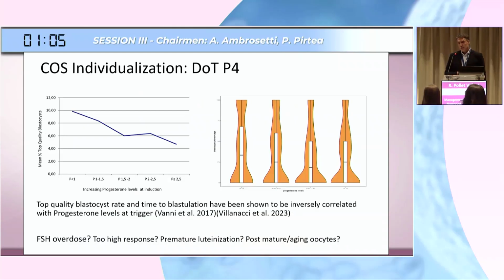Because of individualization, day of trigger progesterone. It is known that top quality blastocyst rate and time to blastulation have been shown to be inversely correlated with progesterone level at trigger, but we don't know why. Is it because of an FSH overdose, recombinant FSH being too potent, too high response, premature luteinization, or is it because we wait too long, we have post-mature oocytes?